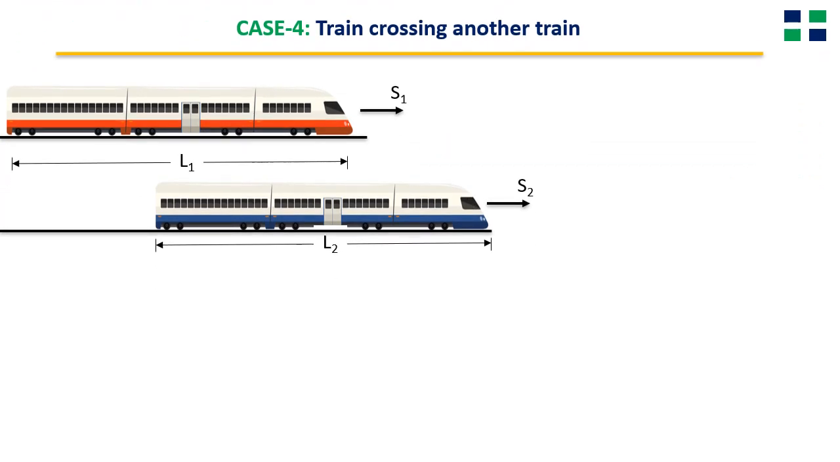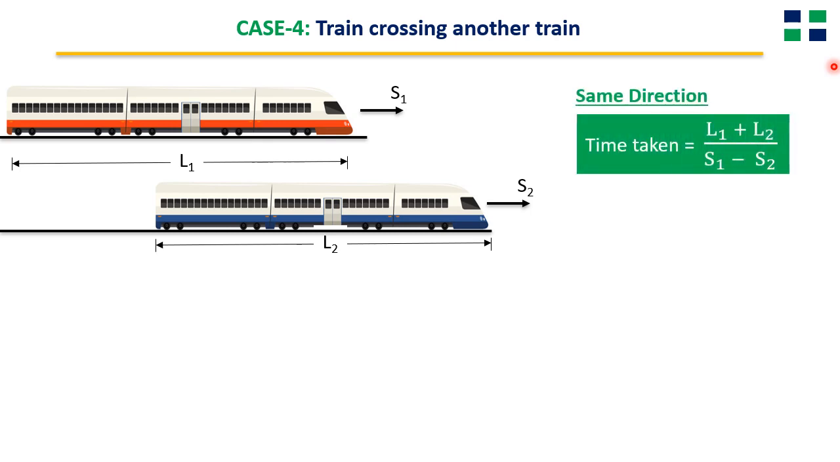Case number 4. Train crossing another train. Now there are two trains. The first train is having a length of L1 and moving at the speed of S1, while the second train is having a length L2 and moving at the speed of S2. How much time will train 1 take to overtake train 2 if they are going in the same direction? Obviously here the time taken is addition of length of both the trains, that is L1 plus L2, divided by their relative speed. Now the relative speed will be the difference of their speed as they are going in the same direction.